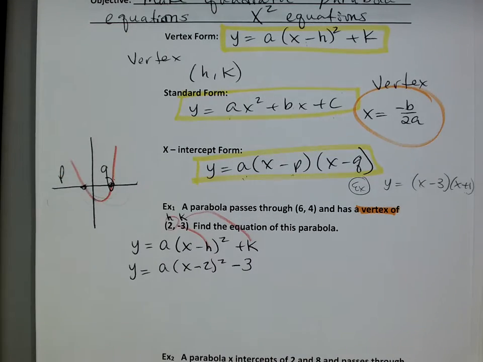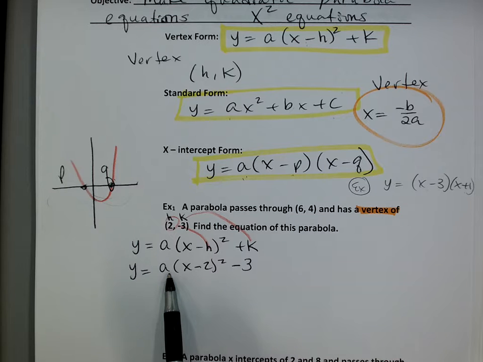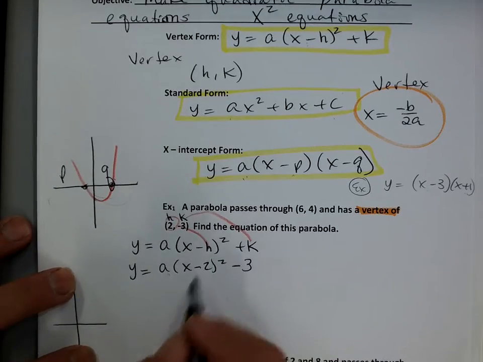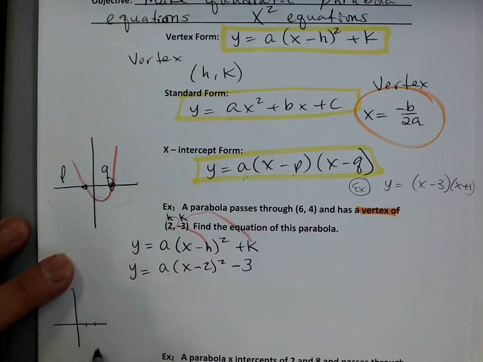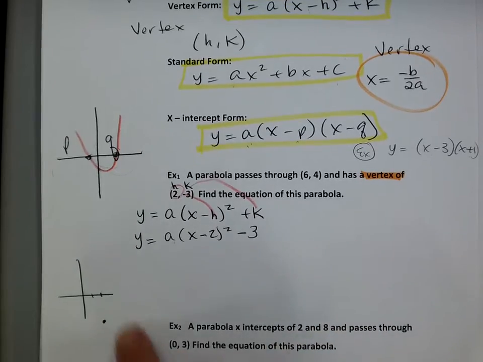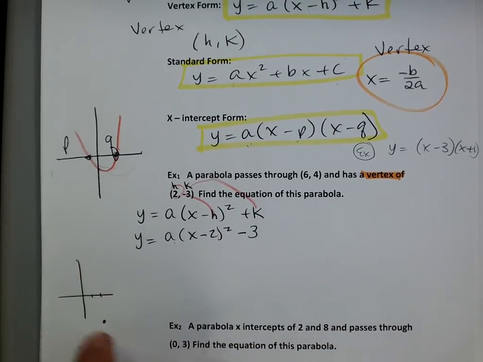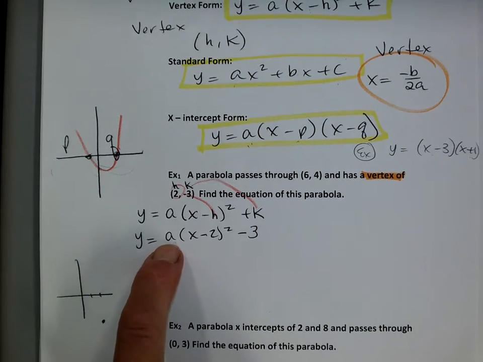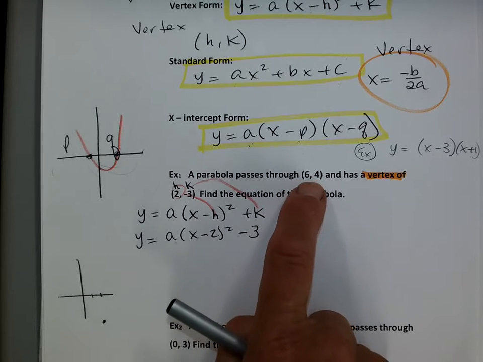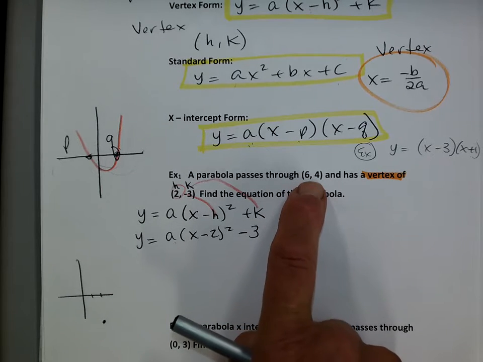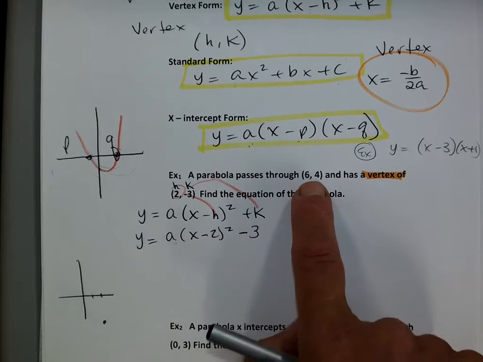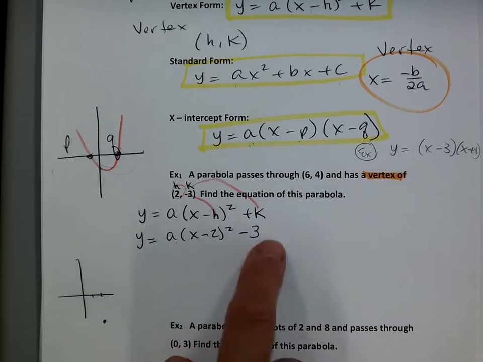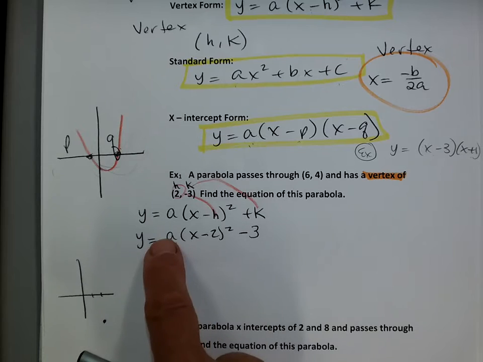Now I'm not done, because I really have to find the value of a. I've got the vertex, and I know it's at 2, negative 3. If I do a real quick little picture of this, I've got 2, negative 3, and that's all I know. I don't know if it goes upside down, or if it's fat, wide. That's all I know, so I need to find the value of a. To find a, we've got some more information. We're given a point, 6, 4. I'm going to plug it into what I have to find out what a is.